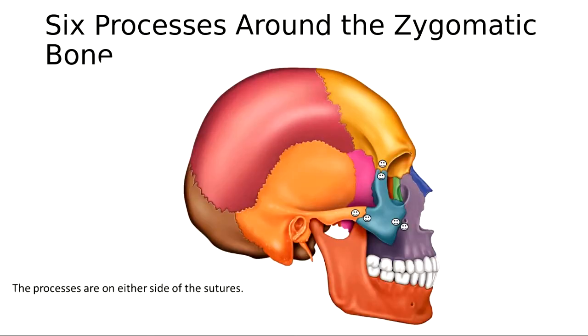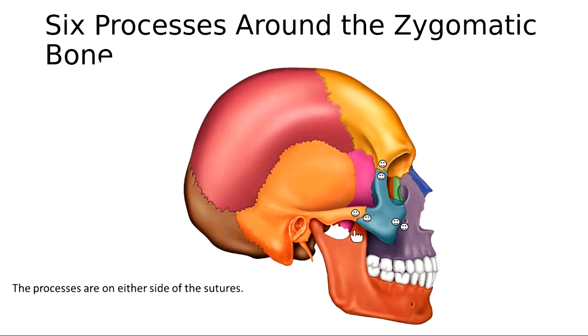Now we have processes. So you need to look on page 2, from the back of page 1, the very top right, and you see that there are 6 processes around the zygomatic bone, and I have little happy faces there on either side. Now the processes are on either side of the suture. See, there's a suture between the temporal and the zygomatic. There's a suture between the frontal and the zygomatic, and there's a suture between the maxillary bones and the zygomatic. It's where they join together.